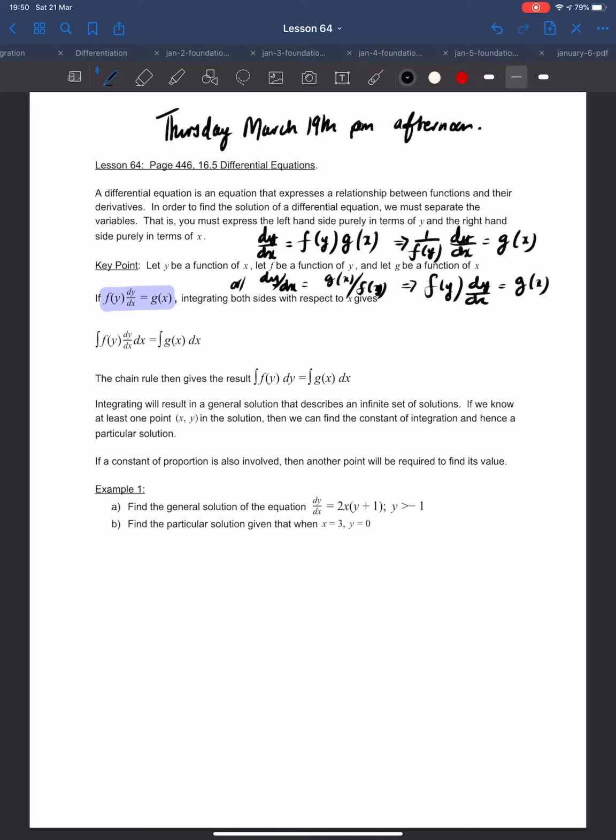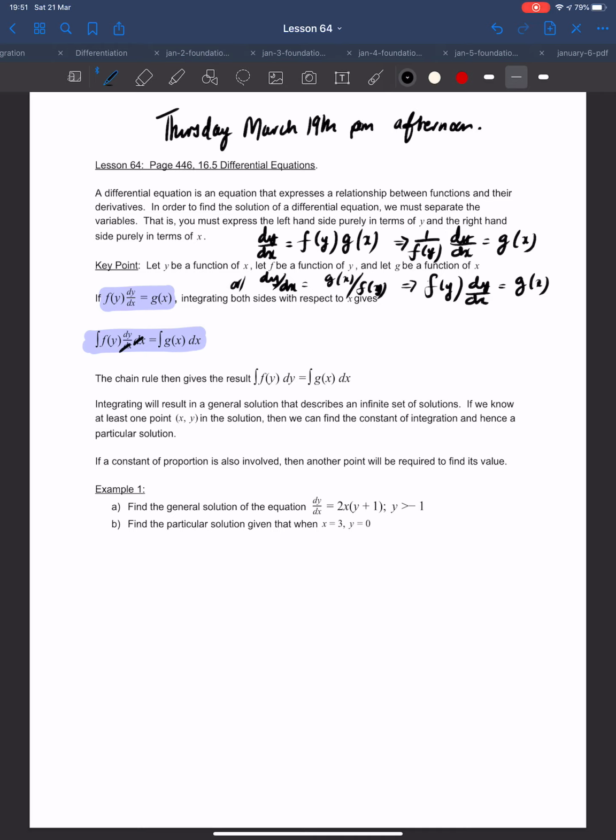Okay. And then what we do in this step here, if we integrate both sides with respect to x, and if you can imagine using the chain rule, they cancel. So we end up with the integral of f of y dy equals the integral of g of x dx. Okay, hopefully that'll become clearer with the example. I think sometimes when it's all the letters it gets a bit much, but the examples are what you need.